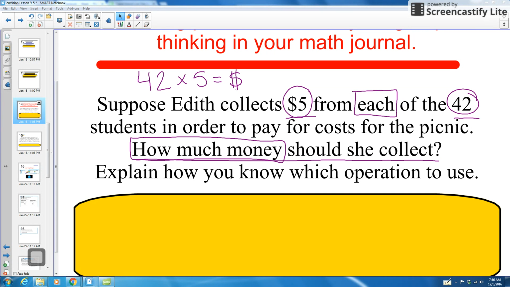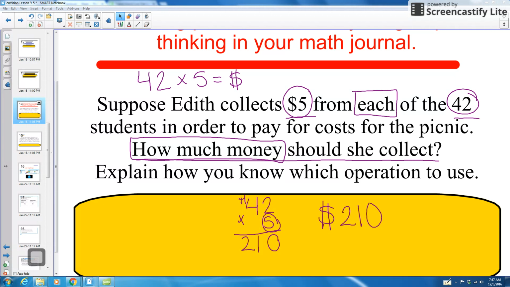So when I'm looking at this, I say 42 times 5. Well, that's a 2-digit by a 1-digit. I know that I can write my 42 like this with my 5 underneath. This problem should look pretty familiar. I'm going to circle my 5. 5 times 2 is 10. Regroup. 5 times 4 is 20. Plus 1 is 21. So how much money does Edith collect? $210.